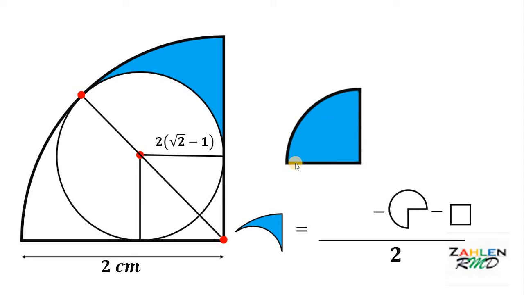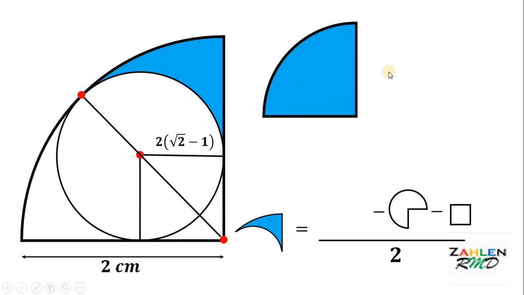Let's focus on the area of this quarter circle. So the area of this quarter circle must be equal to 1/4 pi r squared. Now we use the length of the radius, which is equal to 2. So let's substitute r with 2. So we get 1/4 times pi times 2 squared. Now 2 squared will give us 4. 1/4 multiplied by 4 will give us 1. Therefore, the area of this quarter circle must be equal to pi.